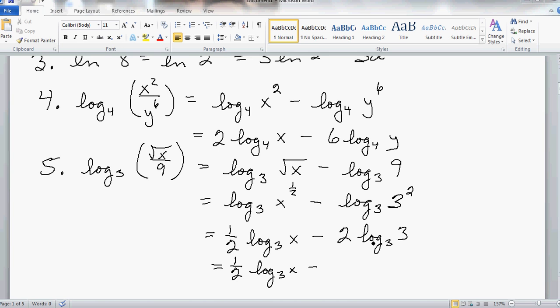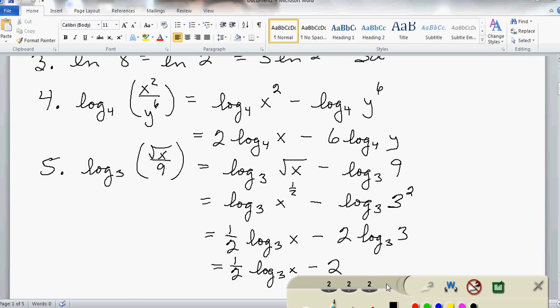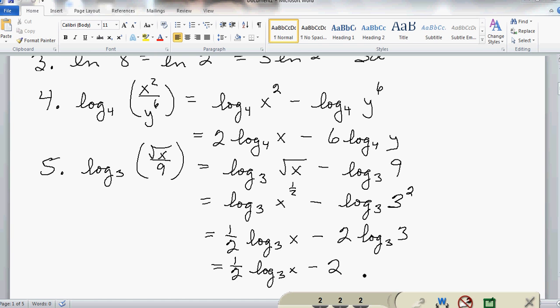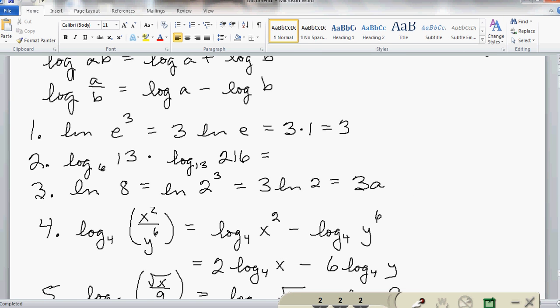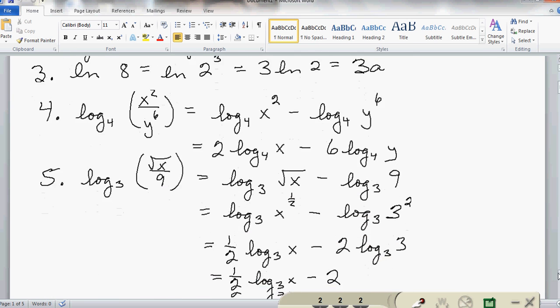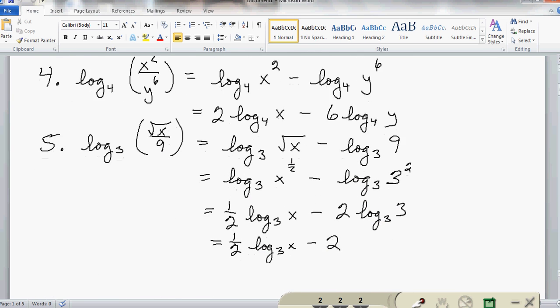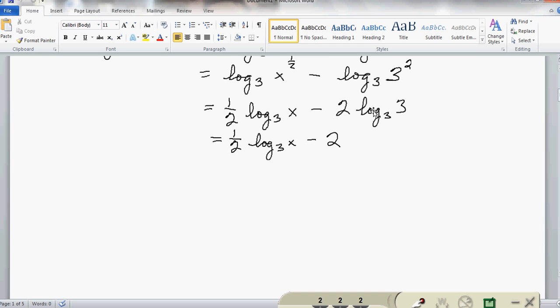And so this becomes 2 times 1, or 2. And there is what we get, our final answer, 1/2 log base 3 of x minus 2. I guess that's another property. If you have log base a of a, that always equals 1. Just to keep you apprised of that particular function.